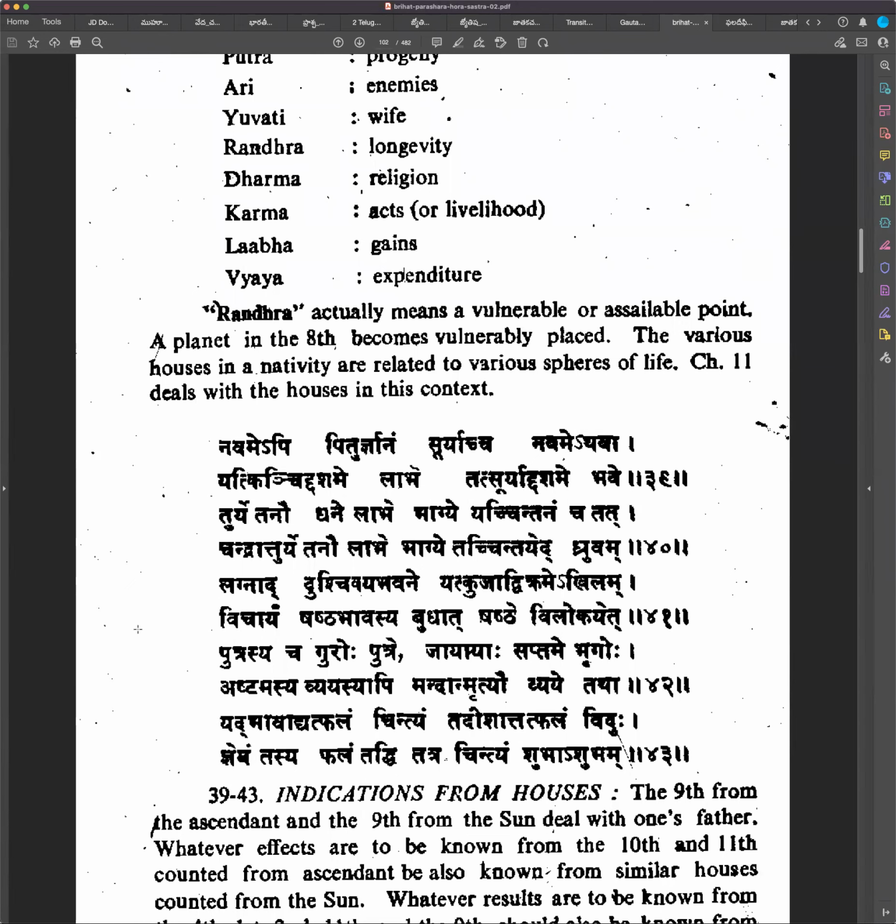Randra actually means a vulnerable or assailable point. A planet in the eighth becomes vulnerably placed. The various houses in a nativity are related to various spheres of life. Chapter 11 deals with the houses in this context.